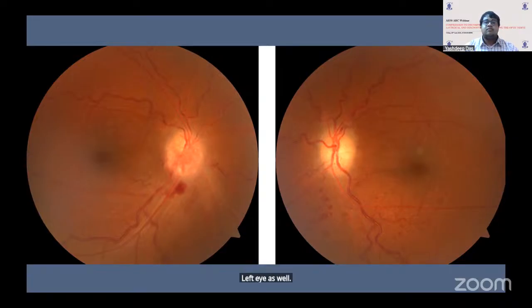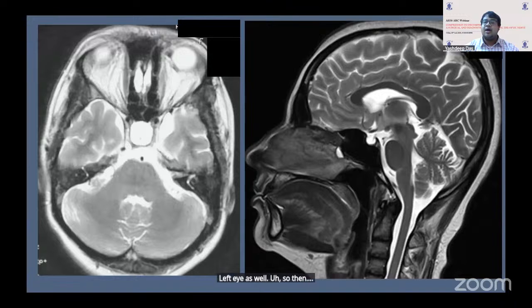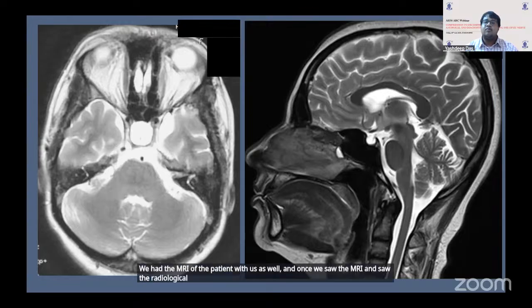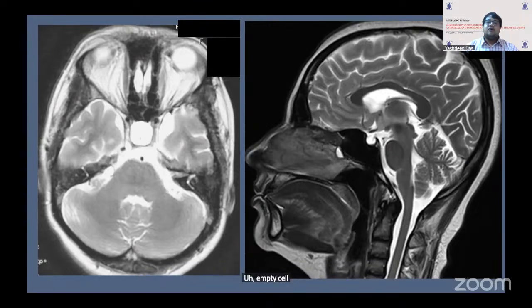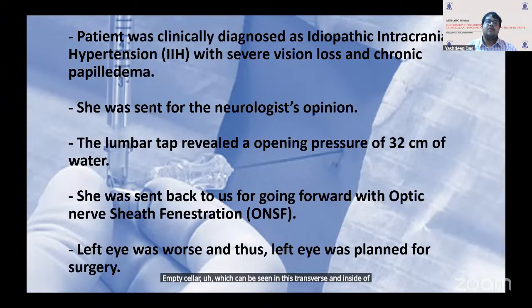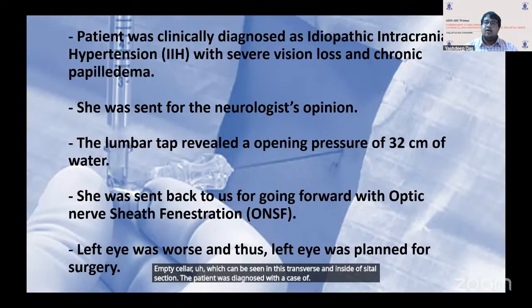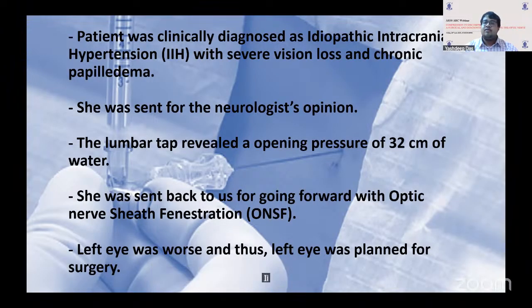Then we had the MRI of the patient with us as well. Once we saw the MRI and the radiological reporting, it was a T2 weighted MRI showing an empty sella, which can be seen in this transverse and sagittal section. The patient was diagnosed with a case of IIH with severe vision loss and chronic papilledema.